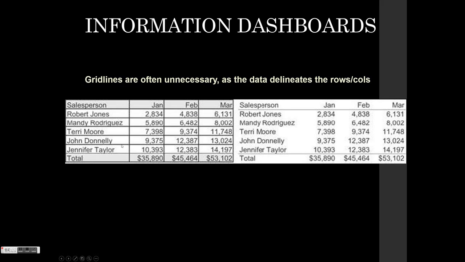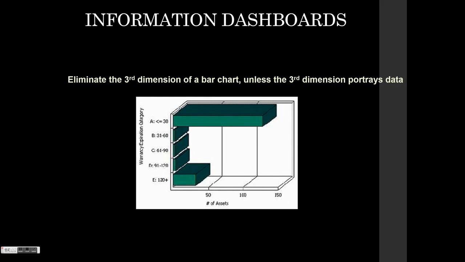Grid lines are often unnecessary. A common practice is to print reports off with the grid lines highlighted, which actually makes our eyes work harder to see the data. As you can see on the right-hand line, the data itself delineates the rows and columns. Without the grid lines, we can see the data much clearer. Eliminate third dimensions of a bar chart unless the third dimension portrays data.